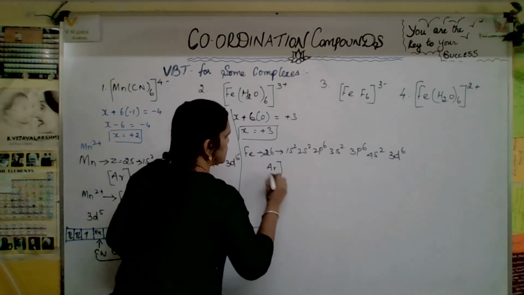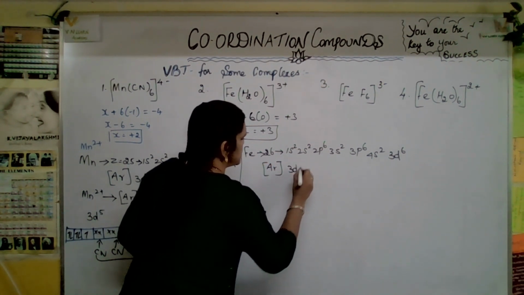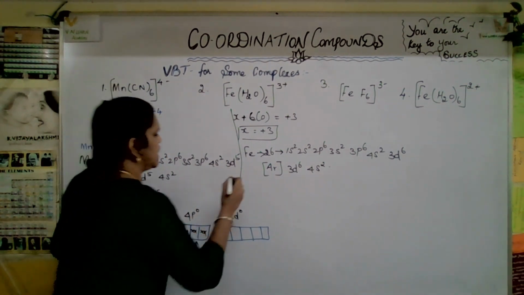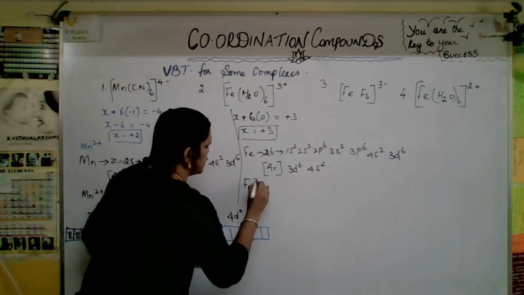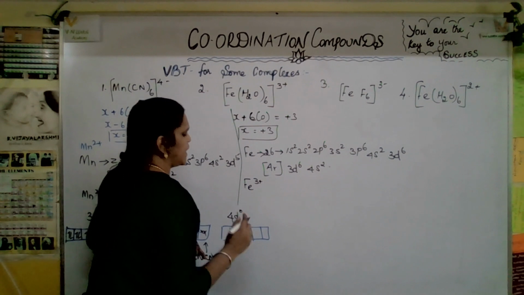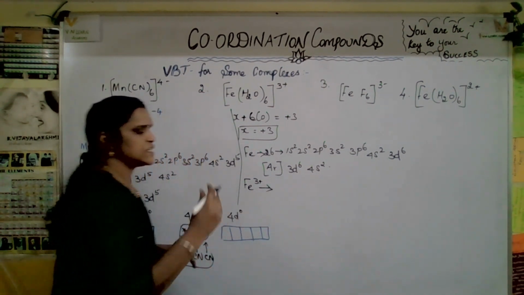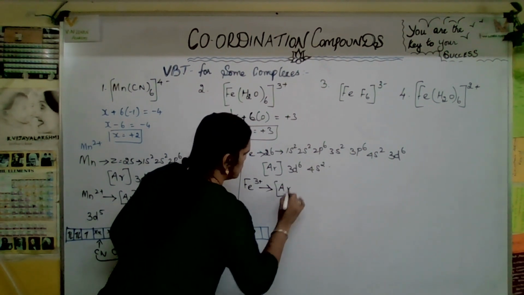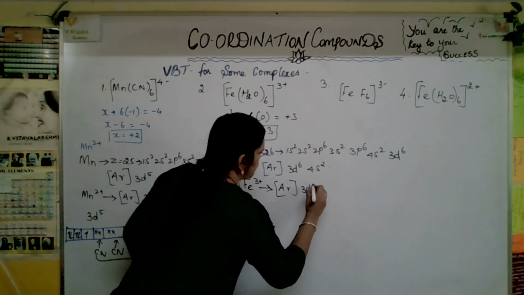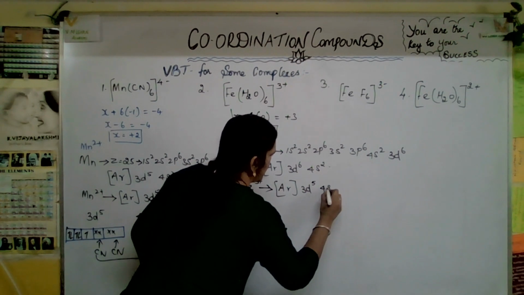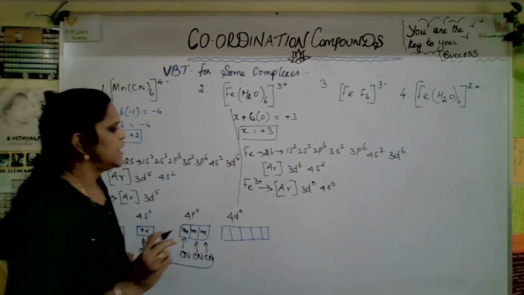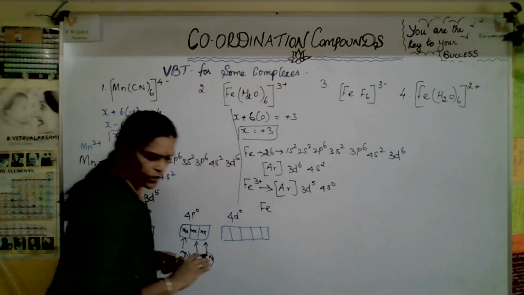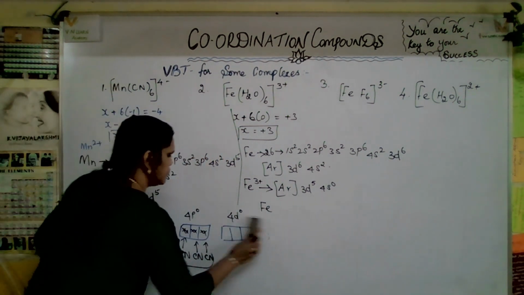Now here, how do we write it? Ar 3d6, 4s2. Now here Fe3 plus. How many electrons does it have to lose from the outermost orbital? 3 electrons. So that means Ar 3d5, 4s0. Now electronic configuration for Fe. Okay, we'll rub this because we'll get confused.